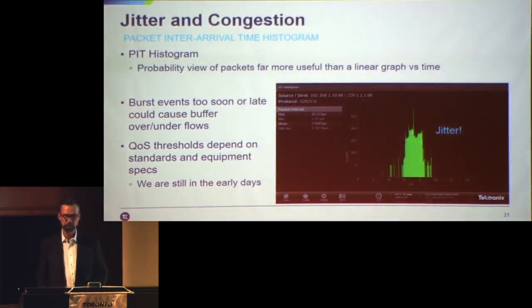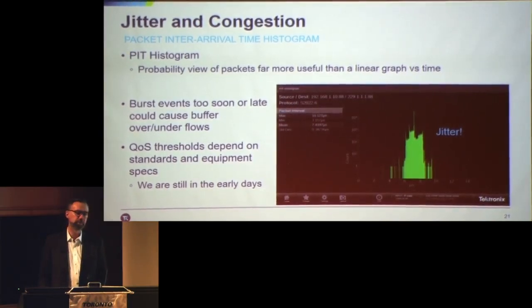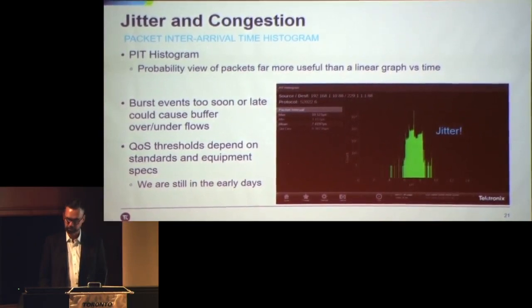A new concept that we haven't seen before: if you're familiar with using a scope or any kind of real-time tool, you expect that time is on the x-axis usually. In this case, we've got a lot of data to deal with. And in fact, a better representation of that is a packet inter-arrival time histogram. It's a long word to say, so you call it a PIT histogram. This is a probabilistic view of when packets will arrive.